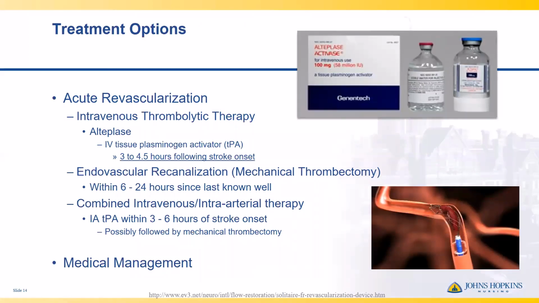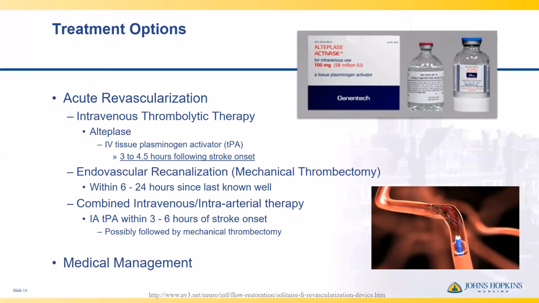For acute revascularization, so opening up of the vessels, we have intravenous thrombolytic therapy. Our go-to one is alteplase. We also call it TPA, and we can give it within 3 to 4.5 hours of stroke onset. That's not a lot of time.